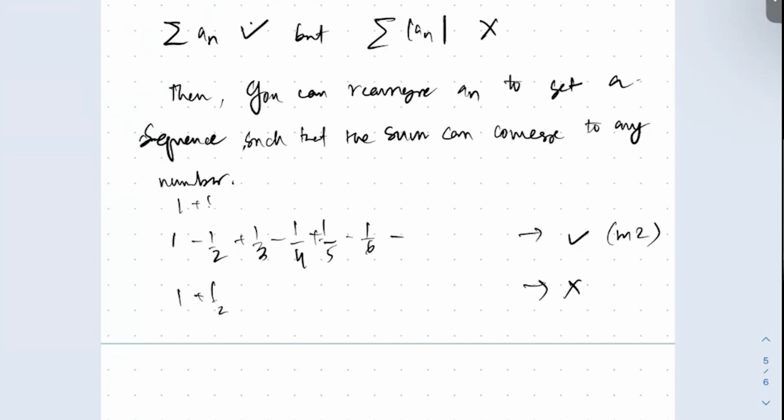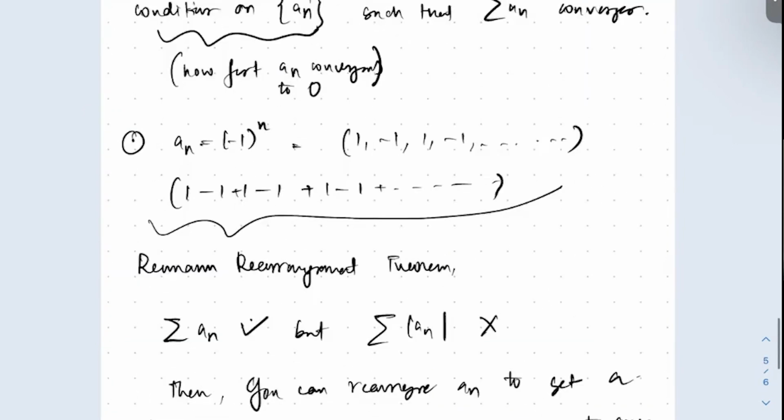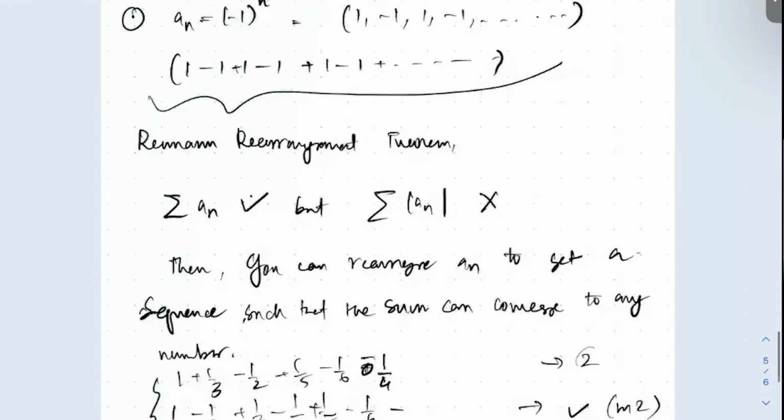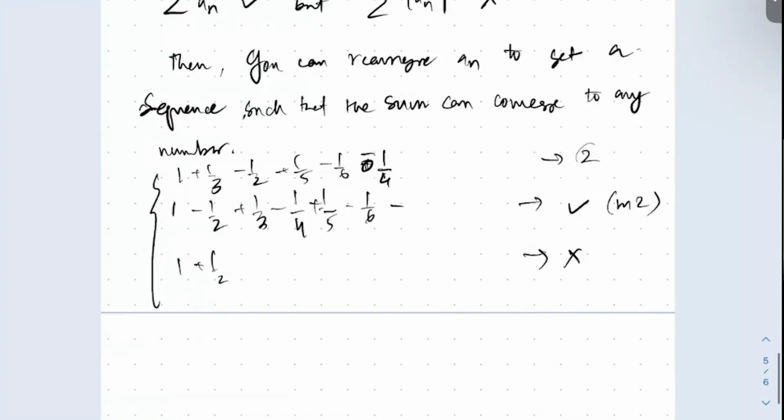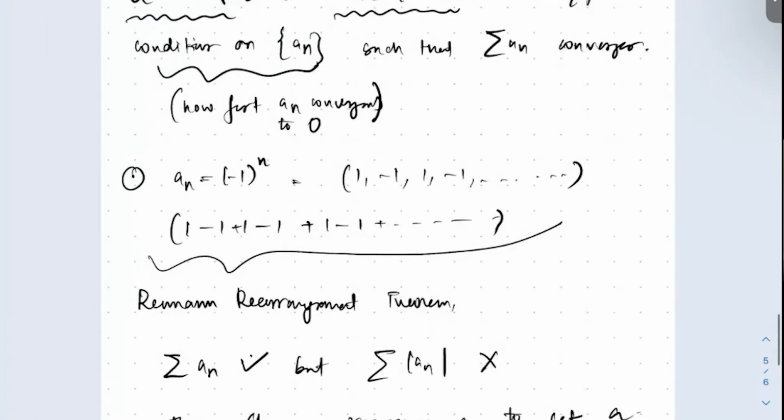Let's say you can do 1 plus third minus half plus 1/5 minus 1/6 plus 1/4 minus 1/4. You can rearrange this to converge to, let's say, 2. Take any number and there is a rearrangement which can do it. This is the Riemann rearrangement theorem, and you will find out about conditional and absolute convergence. This will be done in Thursday's class. But there's something interesting I really want to tell you.